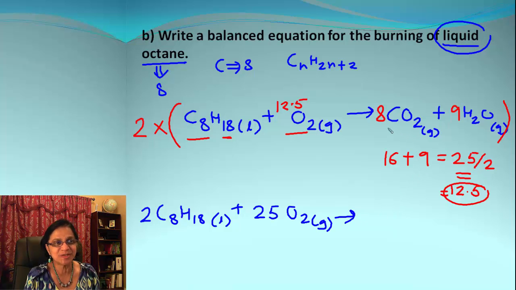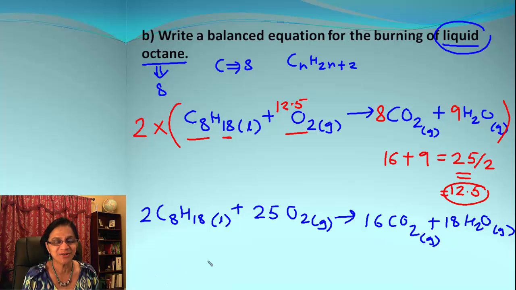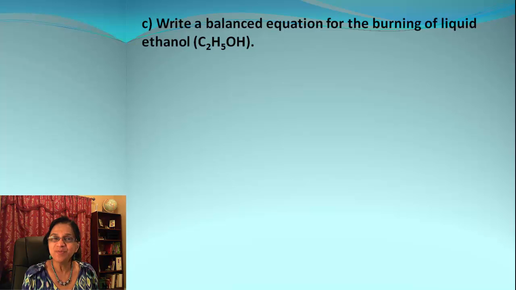Repeat the same process for the product, so it will be 8 times 2, 16 CO2, and for water it will be 9 times 2, so it will be 18 H2O, and both of these will have gaseous state there. So there you go, we got reaction perfectly balanced. Let's move on to the next problem, and this one is slightly trickier.